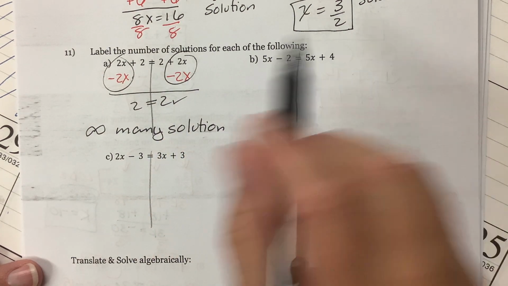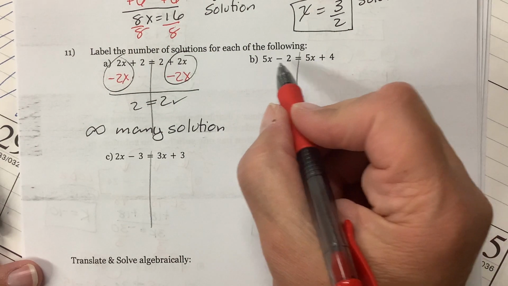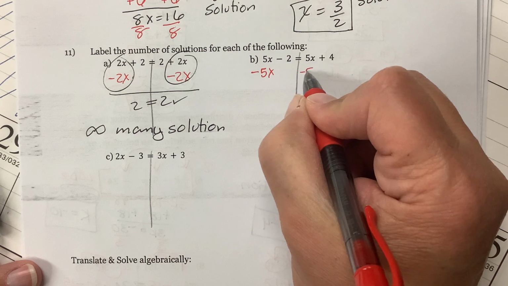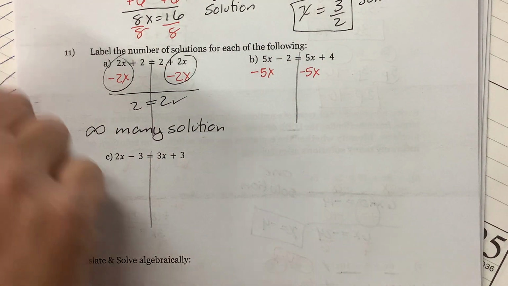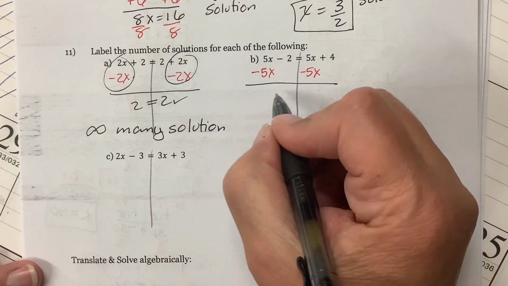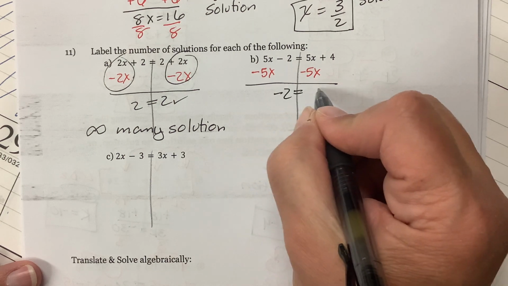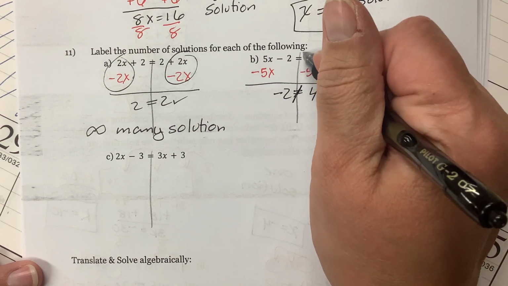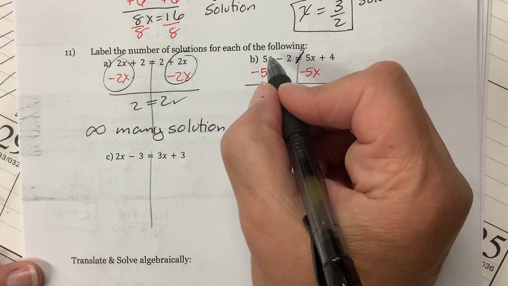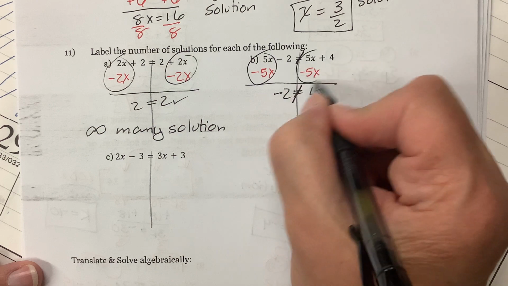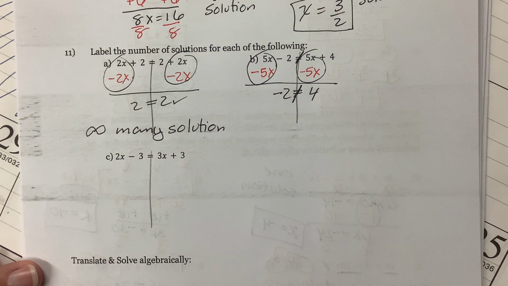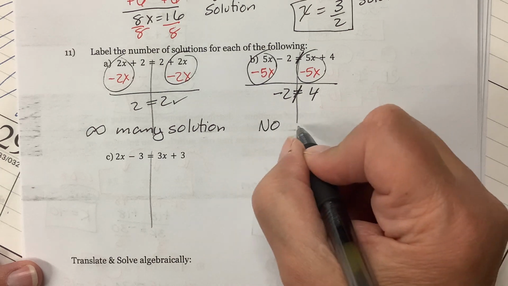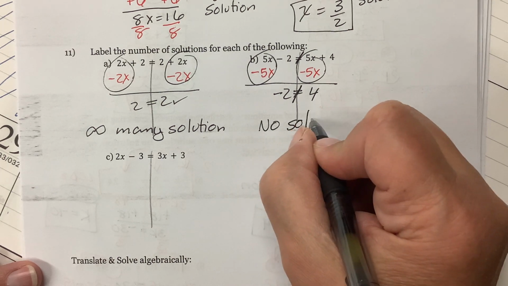Okay, so for this one, I have 5x on both sides. I'm going to subtract 5x. And I get negative 2 equals 4. That's not true. Negative 2 is not equal to 4. That is a darn lie. And when you have eliminated the variable, 5x minus 5x, what's left? If they're not equal, that means there is no solution. Not equal, no solution.